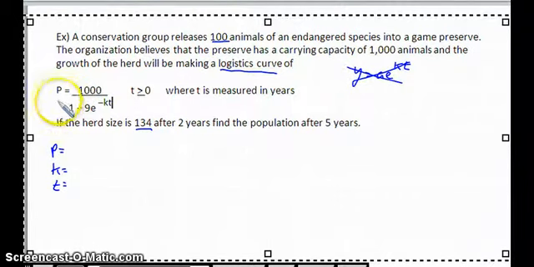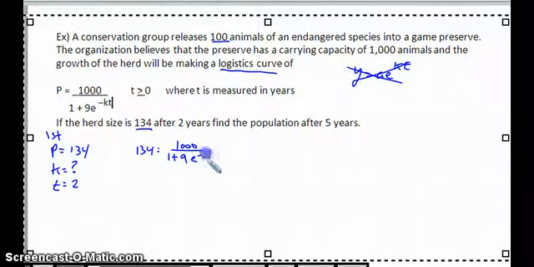So our P, which is our ending population size, normally that was our y, would be 134. k is what we're trying to find, and if the population is 134 after 2 years, time would be 2. Let's plug that into our problem here. So this is what we'll do first. 134 equals 1,000 over 1 plus 9e to the negative k times 2.